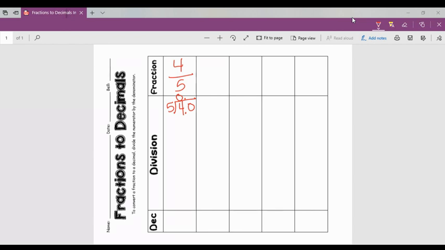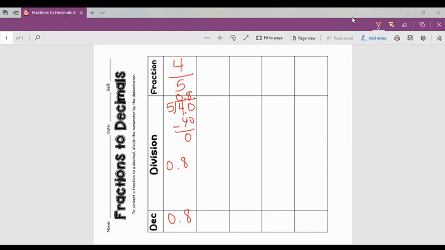Now 5 can go into 40 8 times, so I'm going to put 8. 5 times 8 is 40, and when I subtract 40 minus 40, I get 0. Now since our remainder is 0, we're good to go. So our decimal answer is 0.8 or 8 tenths. And so I'm going to write that as 8 tenths down here at the bottom as our answer.